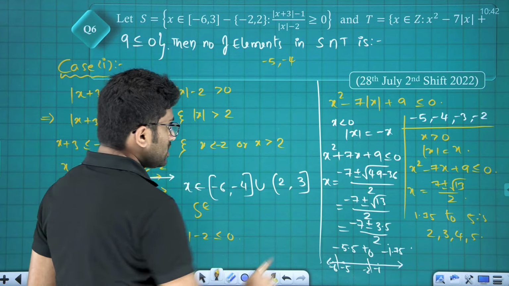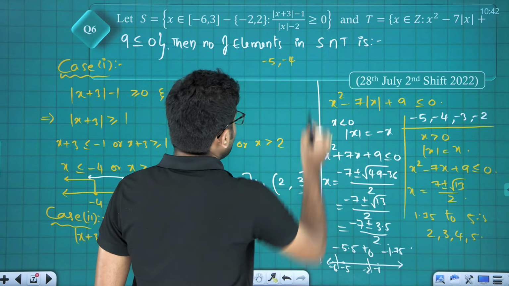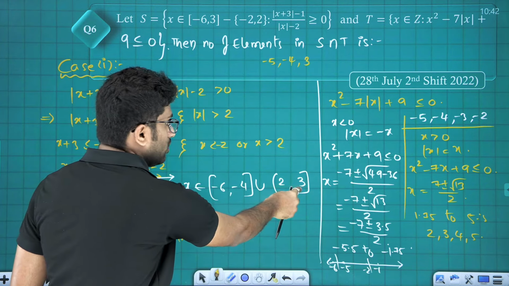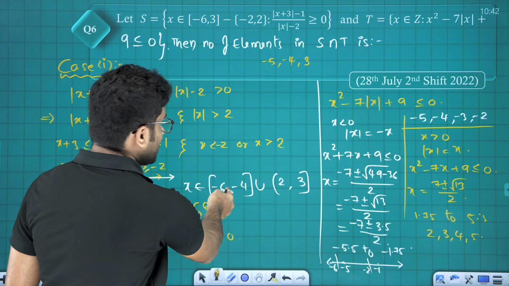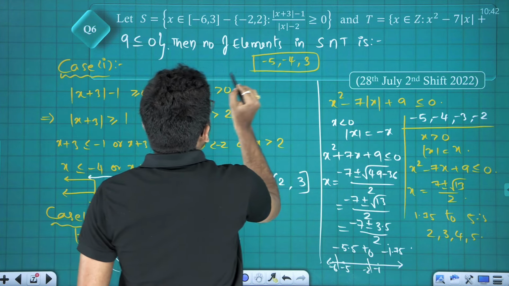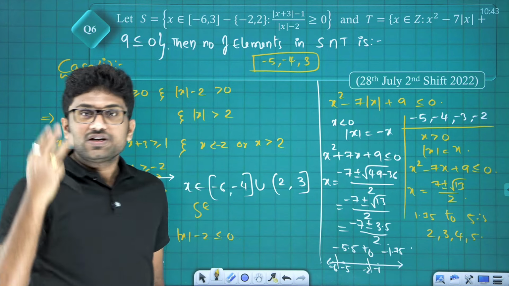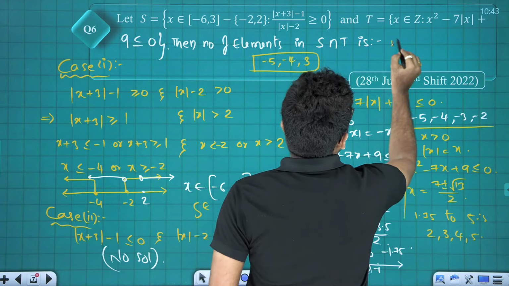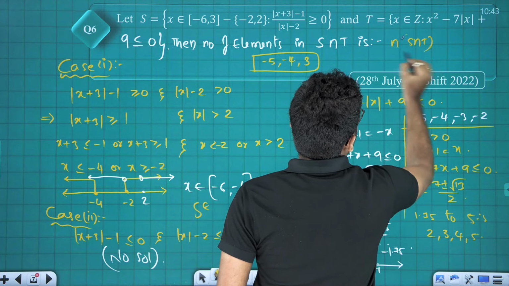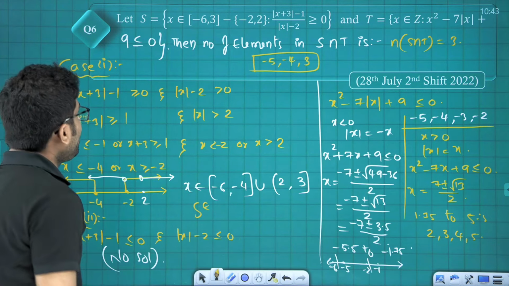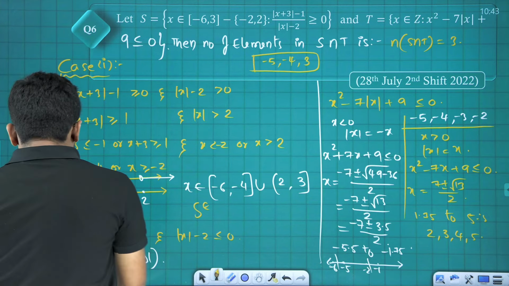Next, from open 2 to closed 3, only 3 we have. Correct? Only closed 3, here minus 5, minus 4. That's it. So these are the 3 integers, number of elements in S intersection T. So there are only 3 common elements in both S and T. That is n of S intersection T is 3, friends. This is a numerical type question. Okay. Next.